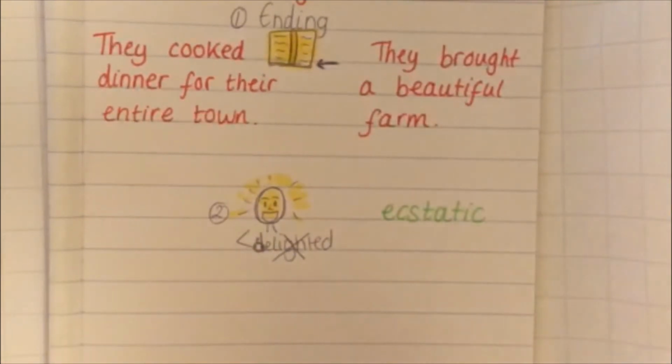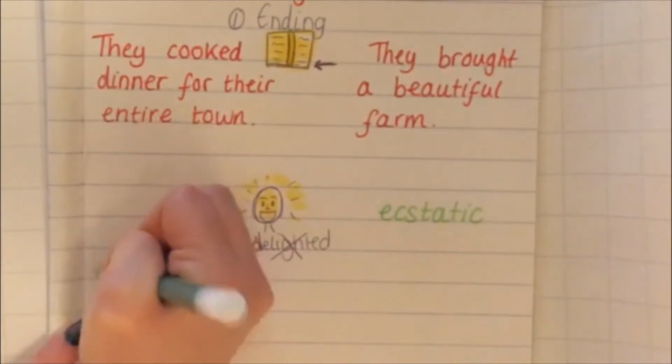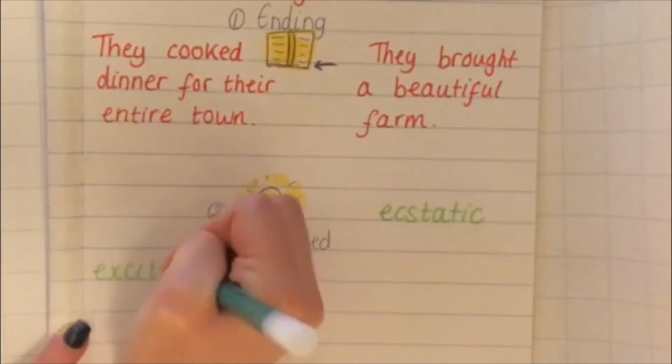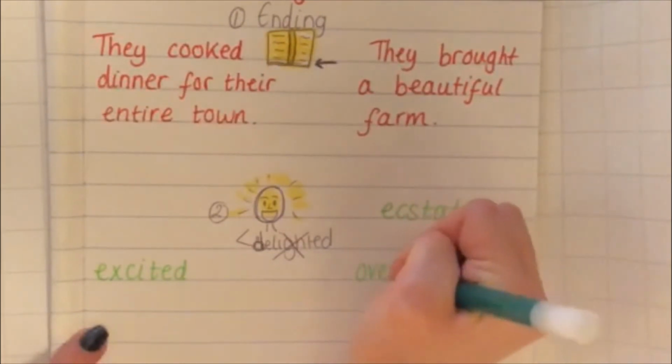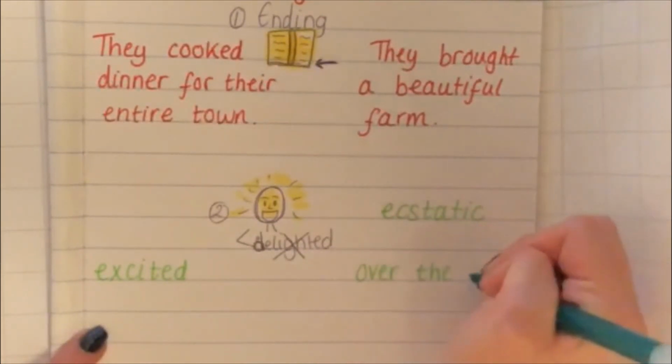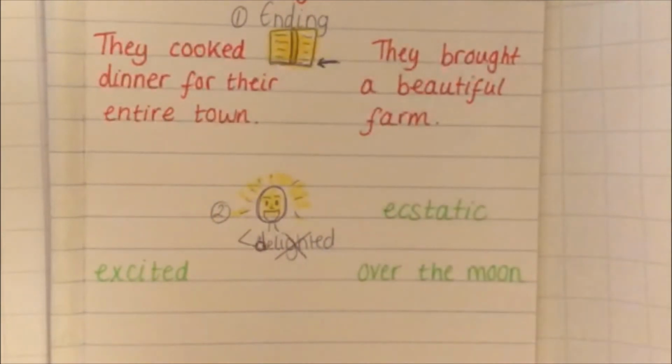I love the word that they are excited. They are excited about their future and what is to come. And I love the phrase over the moon. They're really, really happy. So I've got at least three ideas for a really happy and positive feeling that your main character and the mum are going to feel.